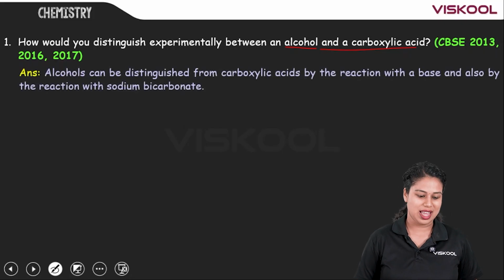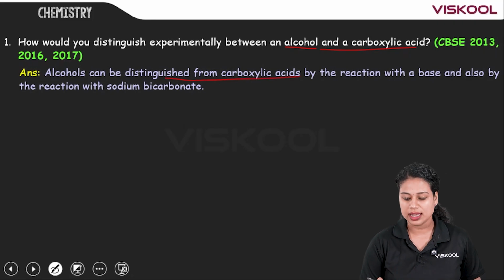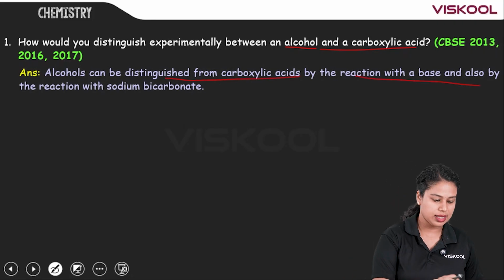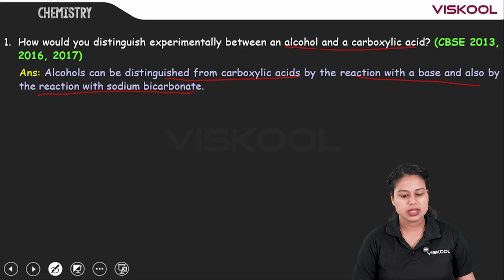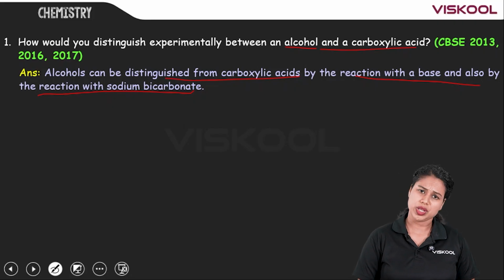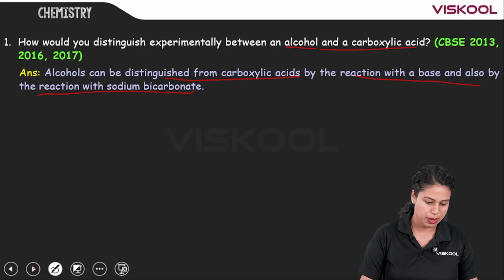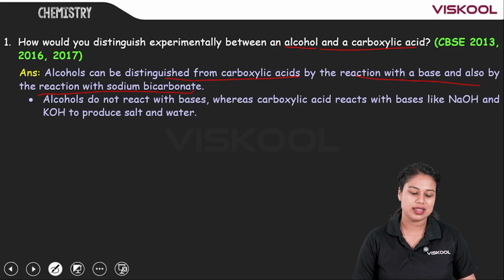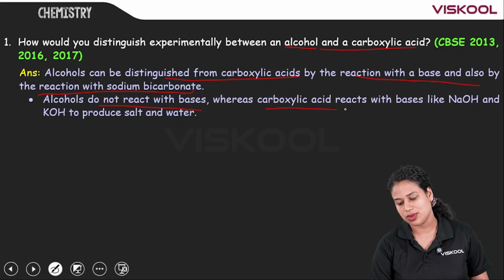Now let us check the answer. Alcohols can be distinguished from carboxylic acids by the reaction with a base and also by the reaction with sodium bicarbonate. What happens when these compounds, an alcohol and a carboxylic acid, react with a base? As we know, an acid reacts with a base to form salt and water, whereas an alcohol has no reaction with a base, isn't it?